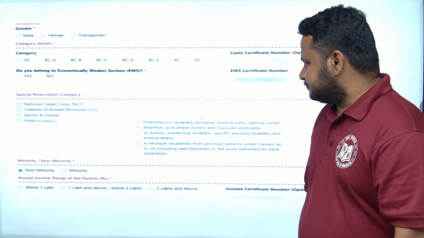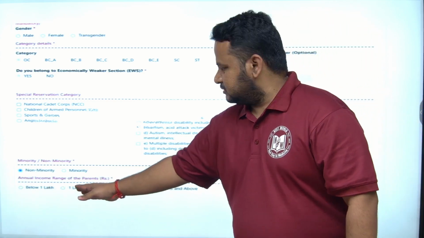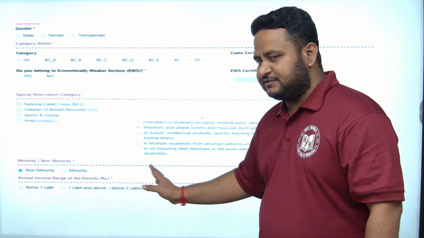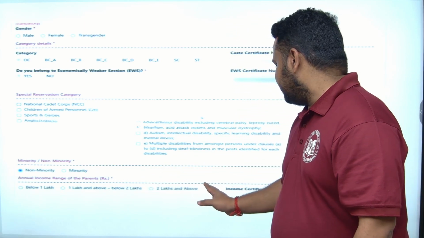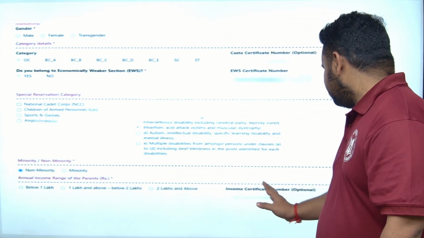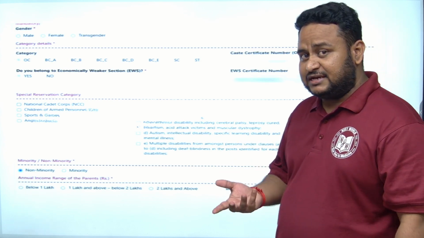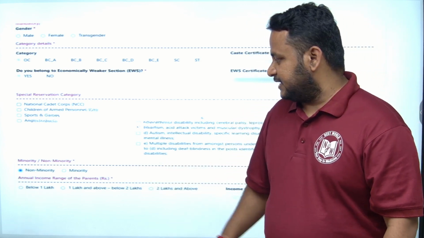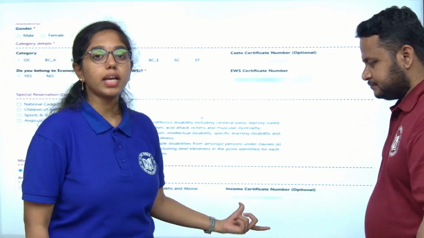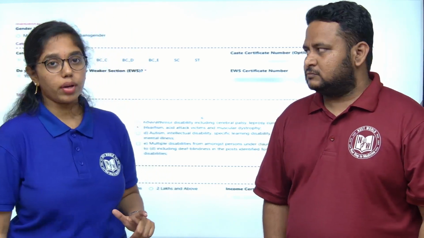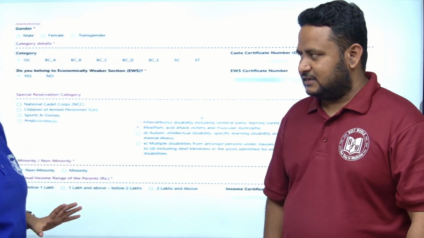Annual income. There are broadly 4 categories: below 1 lakh, another one between 1 to 2, another one 2 and above. You have to give an income certificate for this. This is optional they are telling, but during the counseling they may ask for this. Definitely they will be asking you for the income certificate at the time of counseling. So get your income certificate ready. That is for the current year, this financial year only.